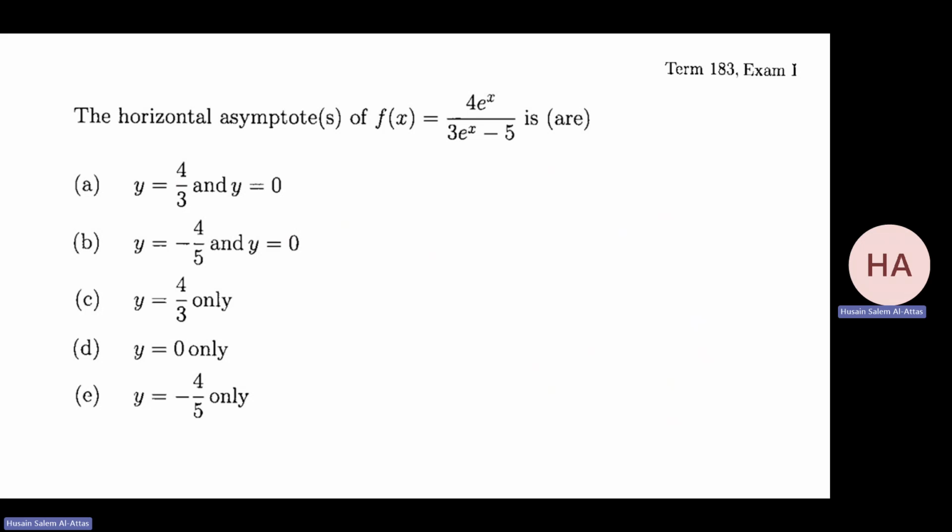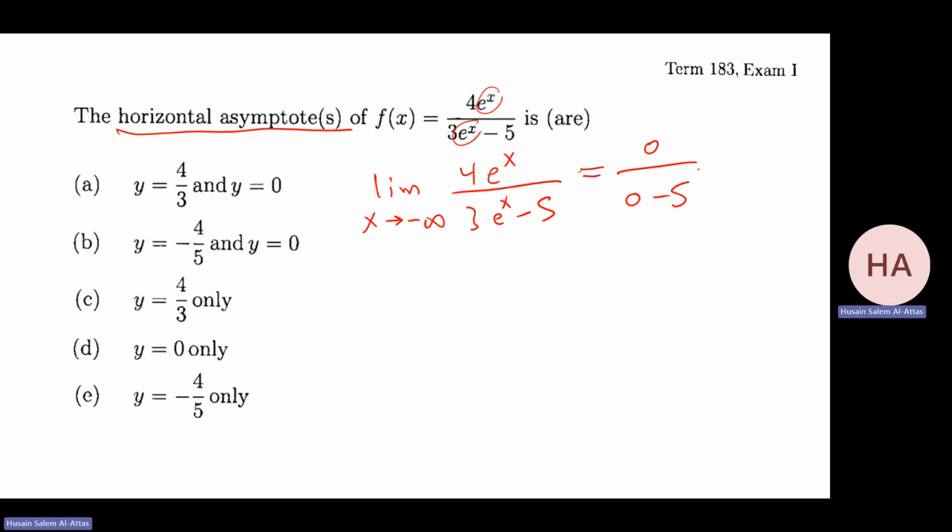You want to find the horizontal asymptotes of this function? We'll do the same. Here I will start with minus infinity, since it's easier. So minus infinity will make these things 0. As I said, to check the horizontal asymptote, infinity and minus infinity. That's it. So that will be 0 over 0 minus 5, which is 0. We'll do the same for the limit as x goes to infinity of the same function. What is the trick here?